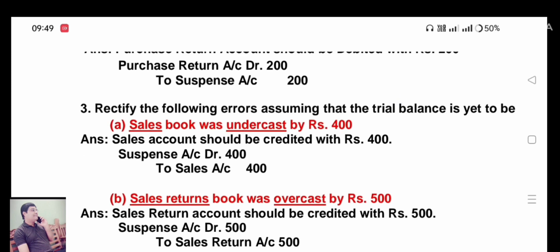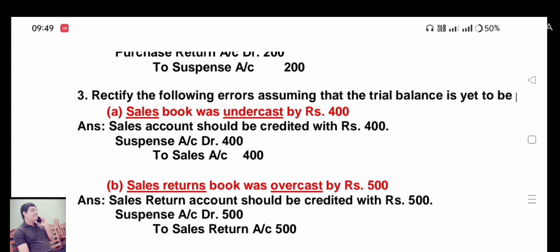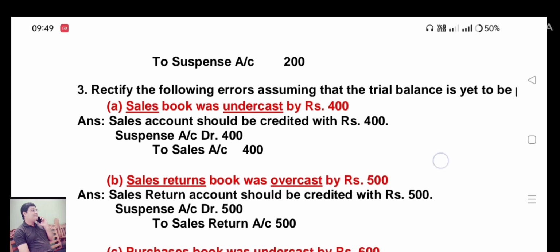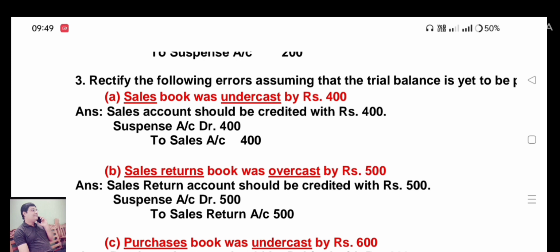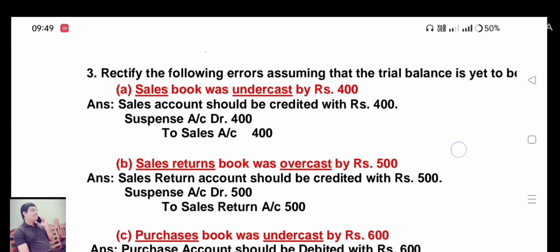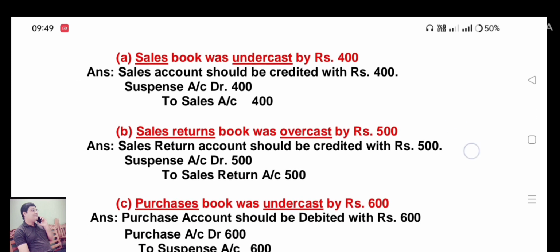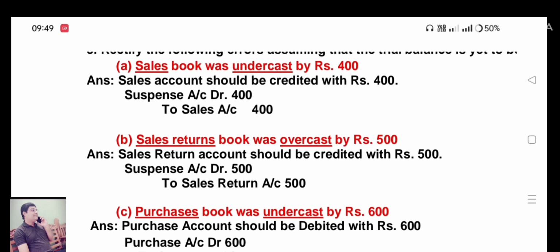Now move on to question number 3. First question: sales book was under cost by rupees 400. Under cost means what?